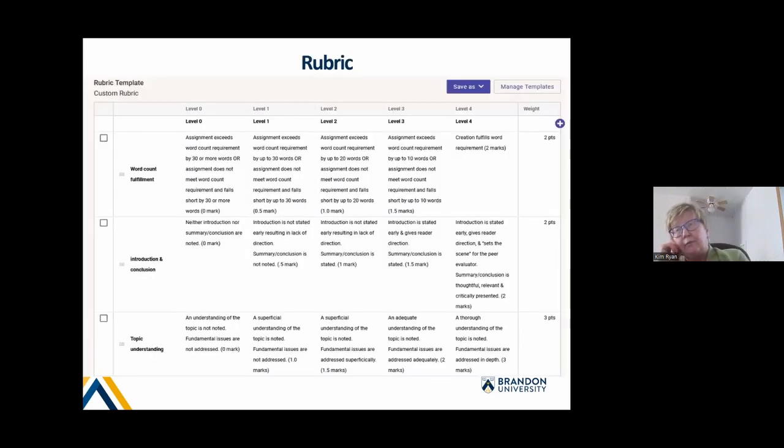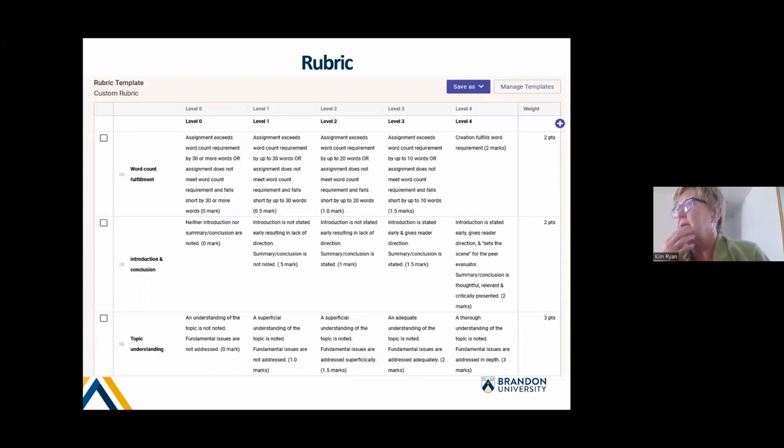This is an example of the rubric that I use, and I'm sorry that you maybe have a hard time seeing it, but this was the best I could do to import into PowerPoint. So the first criterion they must meet is the word fulfillment. For this assignment, they're doing between 650 and 750 words. And so then it's very explicit. To receive a mark of 0, the assignment exceeds the word requirement by 30 or more words, or the assignment does not meet the word count requirement and falls short by 30.